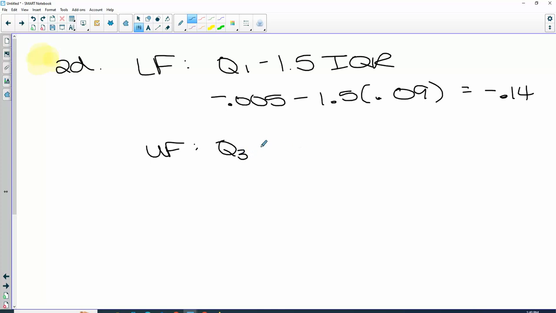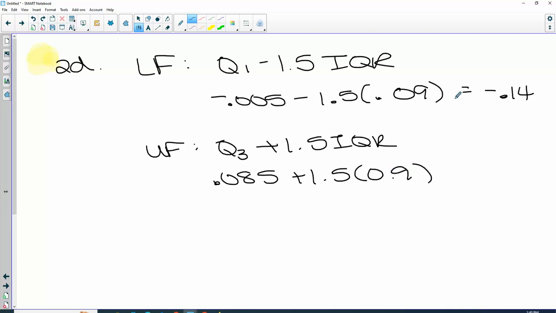Upper fence, quartile 3 plus 1.5 IQR. So quartile 3 was 0.085 plus 1.5 times 0.09. 0.09, thank you. And we get 0.22. So that tells us any number between those is okay.